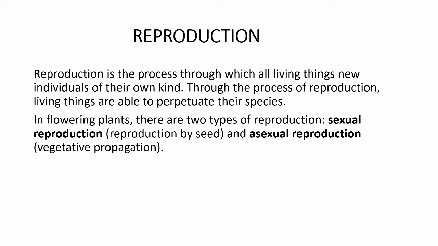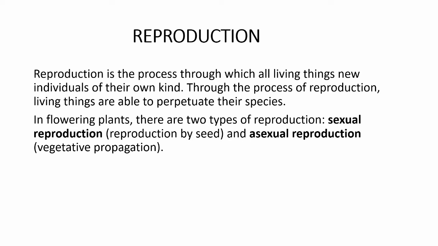Reproduction is a process through which all living things produce new individuals of their own kind. The process through which living things produce new individuals of their own kind is what we call reproduction. Through the process of reproduction, living things are able to perpetuate their species. That is, they are able to regenerate, produce organisms of their own kind for life to continue.